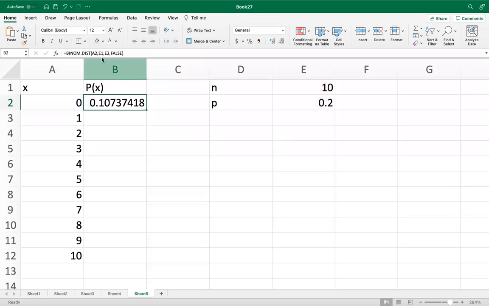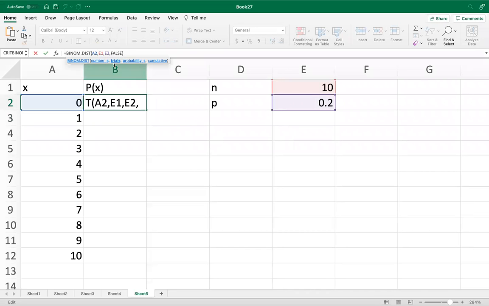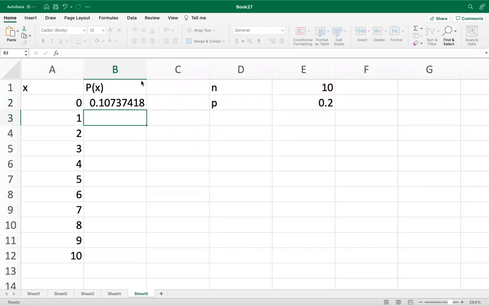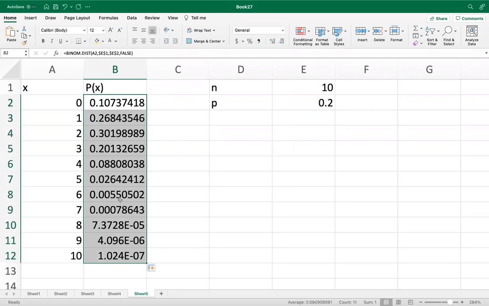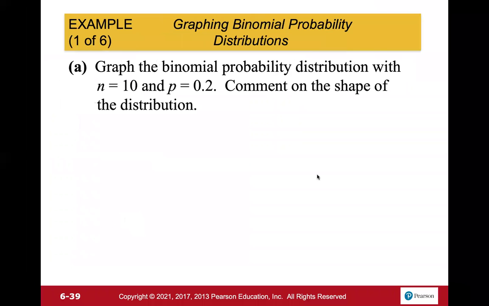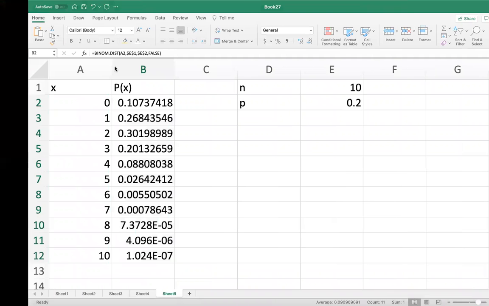There we go. And we said that we needed to freeze trials because the trials are not going to change. And we need to freeze probability because the probability is not going to change. False isn't going to change either whenever we drag it down. So from here, we grab this corner, click, and drag down. And there we go. Looks like a couple of these are in scientific notation, but no big deal because we're going to graph the binomial experiment.